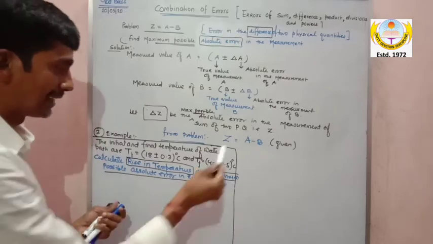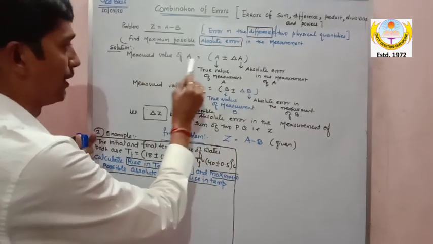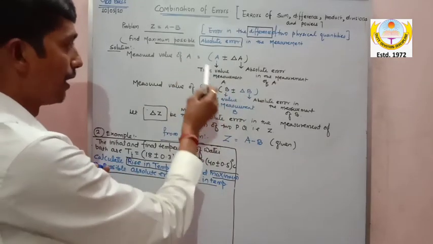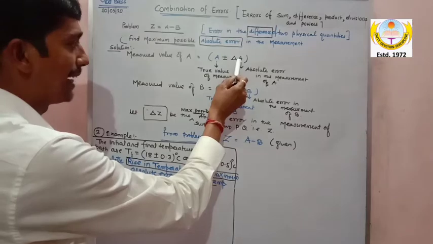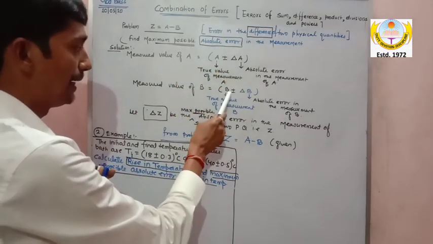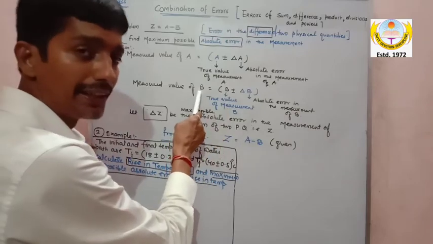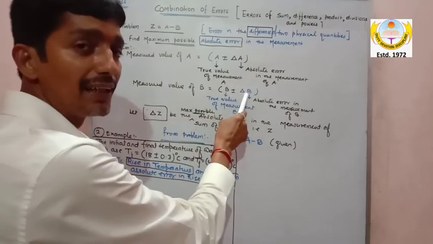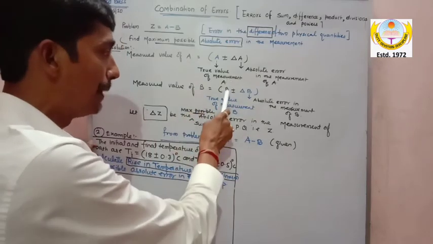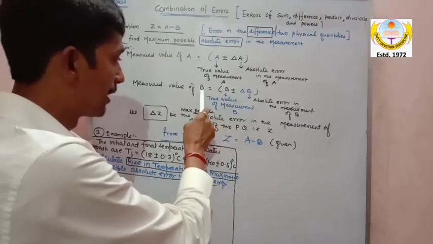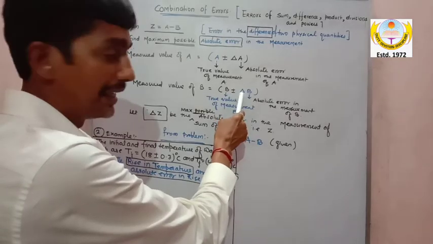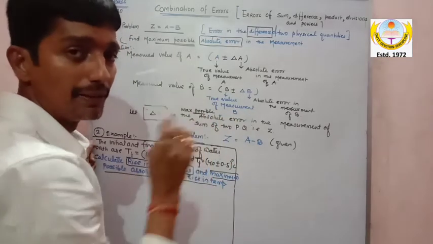So now, z is equal to... the measured value of a is a plus minus delta a. Again, a is the true value of this measured quantity, and delta a is the absolute error in this measurement of a. Similarly, b is the true value of this measured physical quantity b, and delta b is the absolute error in the measurement of this physical quantity b.